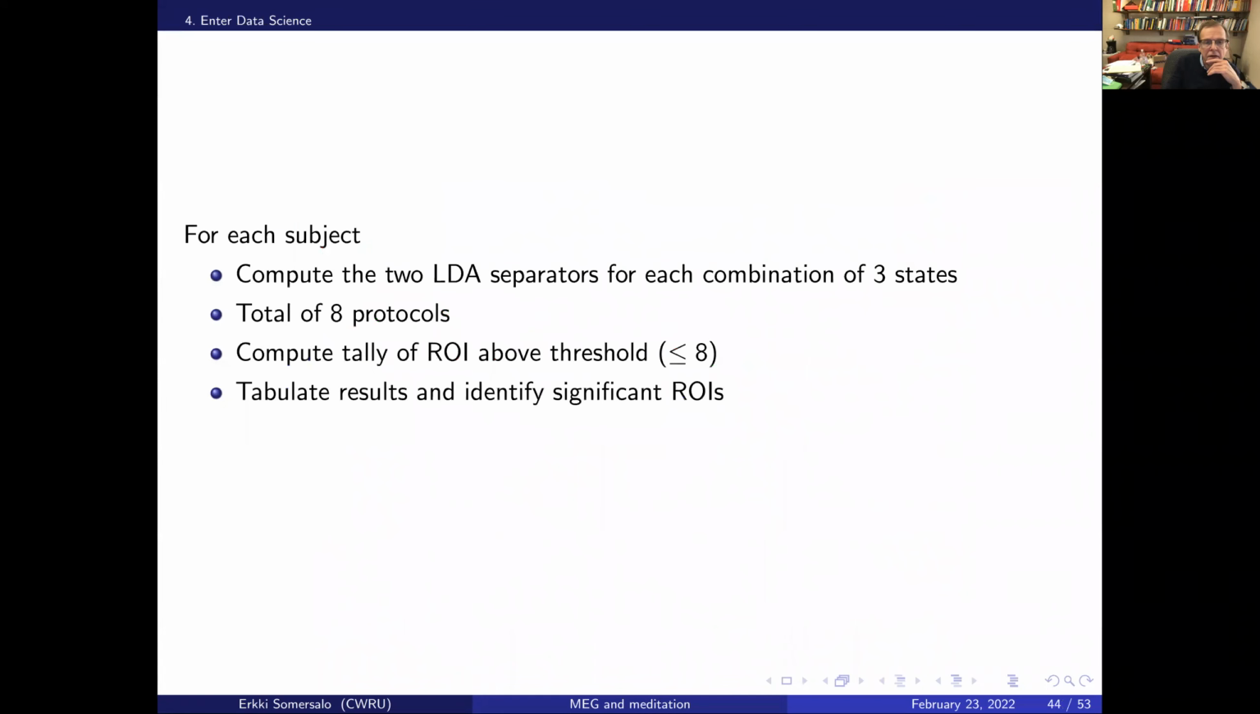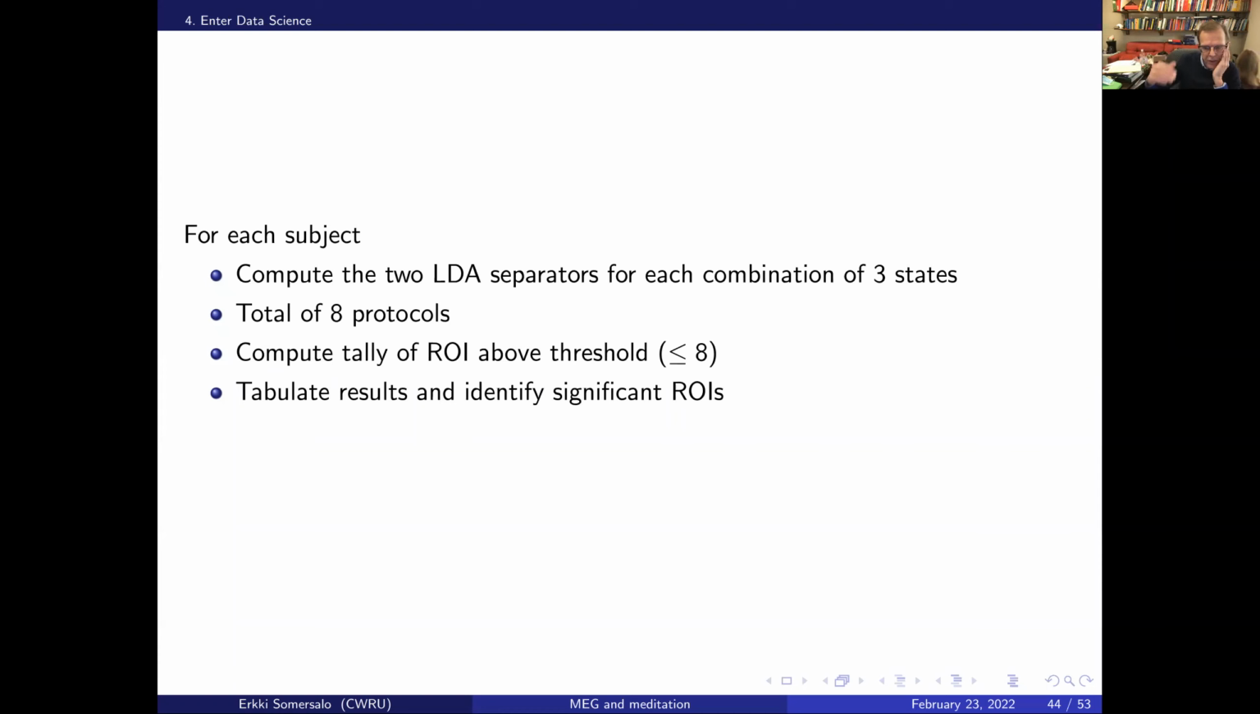And so we did this. Remember, we had three states for two meditators. So you can choose the resting state in two different ways, taking meditator one or meditator two. You can take the focused attention brain state in two ways, and the open monitoring state in two ways. So we have 8 different protocols. So we are running this analysis with all 8 combinations.